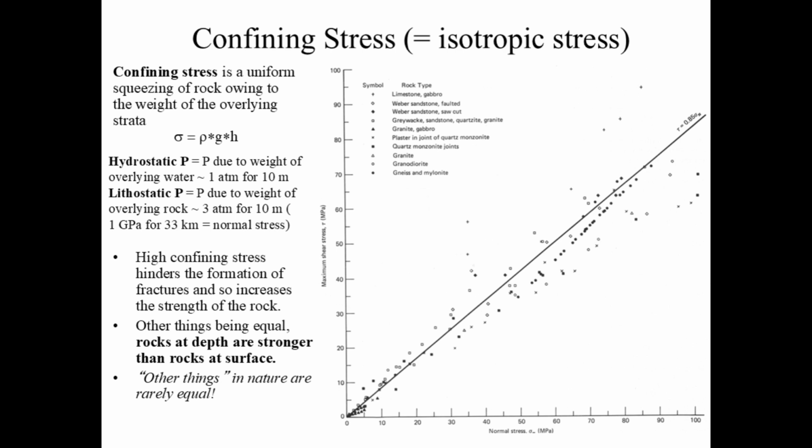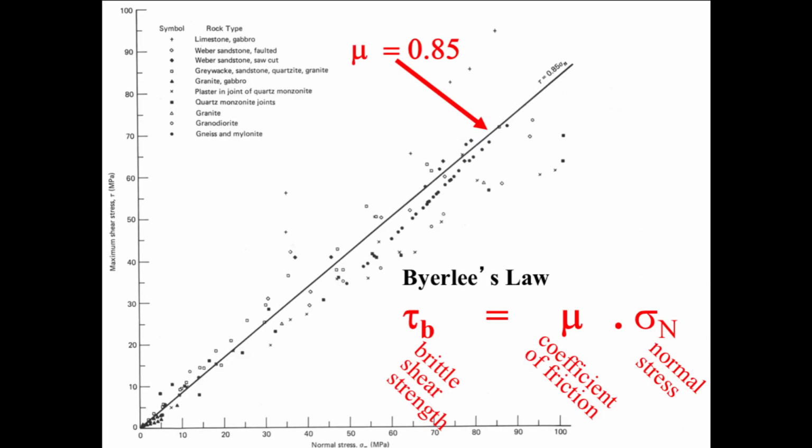All right, so this is known as Byerlee's law, this relationship between the normal stress, the coefficient of friction, and the brittle shear strength. So this is something very important to people working in the oil field because in order to frack the rocks, they have to overcome the strength of the rocks.